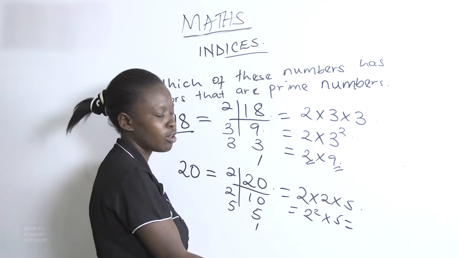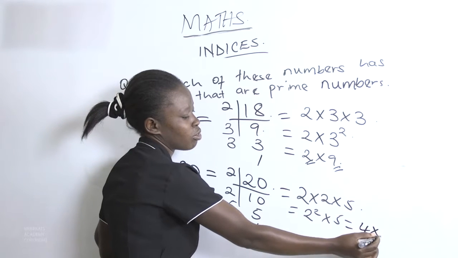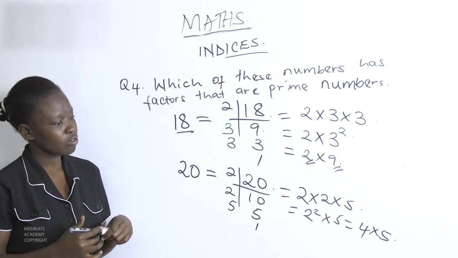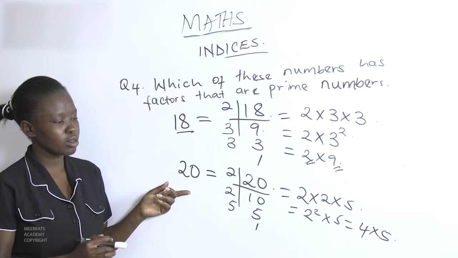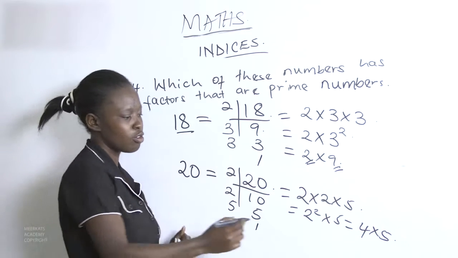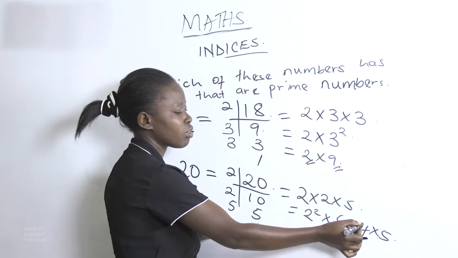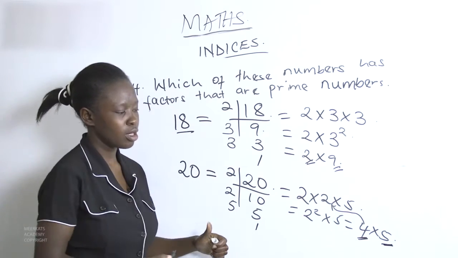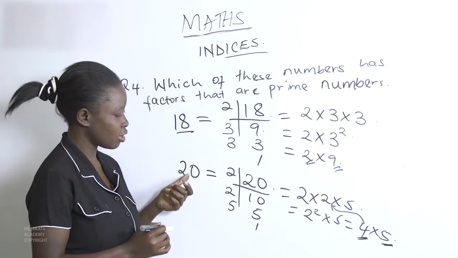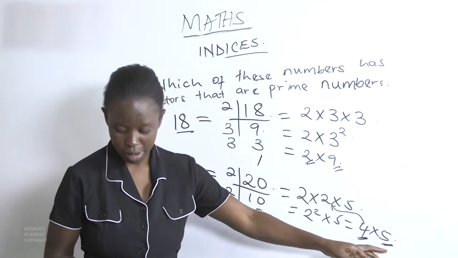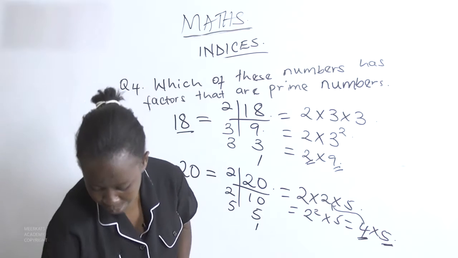squared times 5 is 4 times 5. So the factors that are making up 20, we have 4 and 5. And we discover that 4 is a composite number, a composite of 2 times 2, but 5 is a prime number. So this 20 is a number that is made up of a composite number and a prime number.